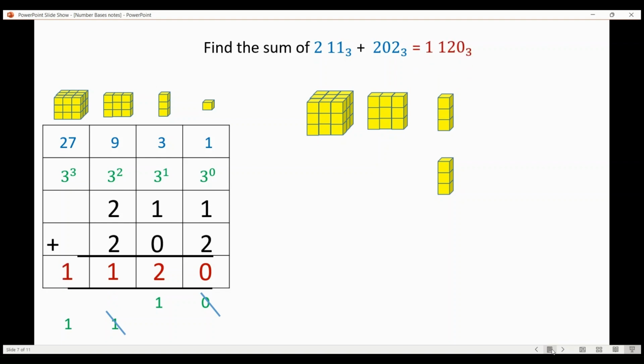So our answer is 1, 1, 2, 0 in base 3. And can we check if that's correct? We have 0 units, 2 groups of 3, 1 group of 9, or 3 squared, and 1 group of 3 cubed, or 27. So it makes sense. So that's the way we can add and so forth.